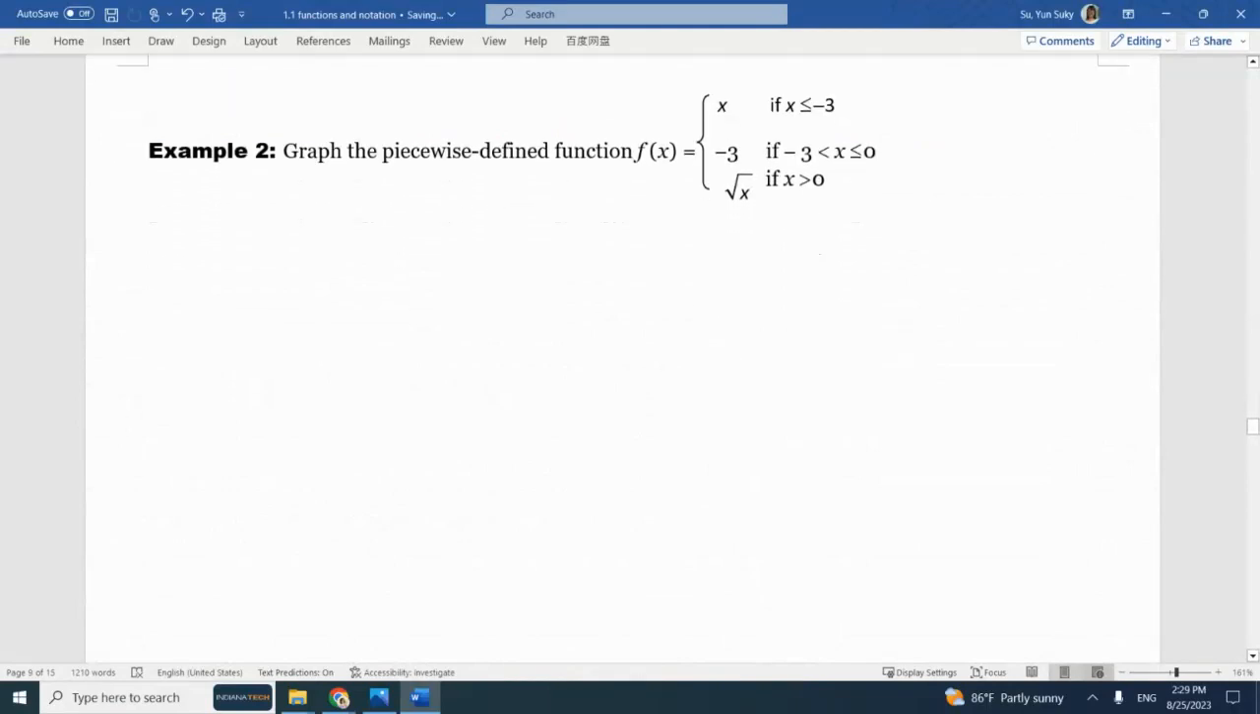Now it's your turn. Please draw this piecewise function. So look at each piece. Look at what the x values are. Find some points to plug in and connect the points together.